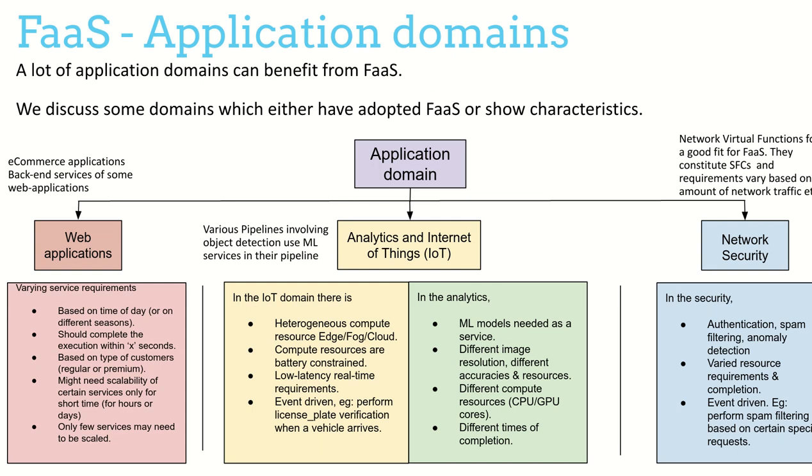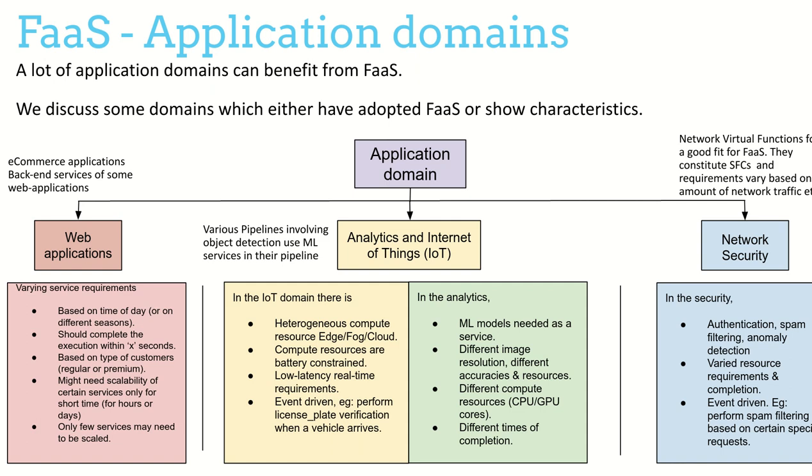So now let's look at various application domains which have adopted FaaS widely, and we derive certain application requirements from them. We can cluster the application domains into three pockets. One is web applications, the other is analytics and IoT, and the other is network security.